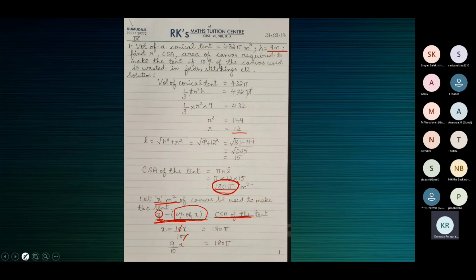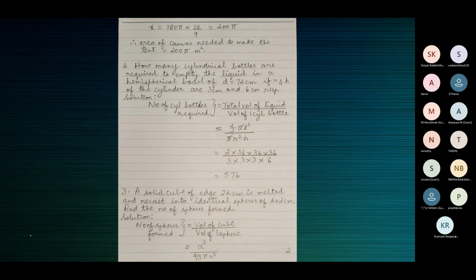So on working this, take a screenshot, children, just in case you want to check your answers later, step by step, more carefully. So on working, you get x is equal to 180 pi into 10 by 9, which is 200 pi. Now your question will be, can we leave it as 200 pi? No, you should not. Don't leave your answer as 200 pi. Use the value 22 by 7 now.